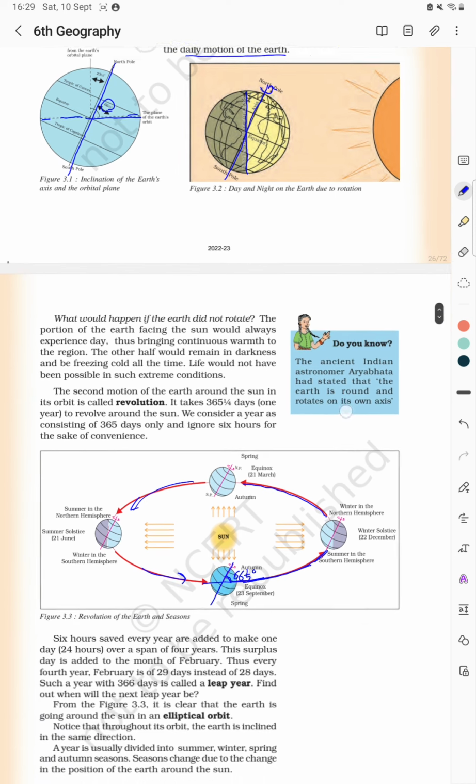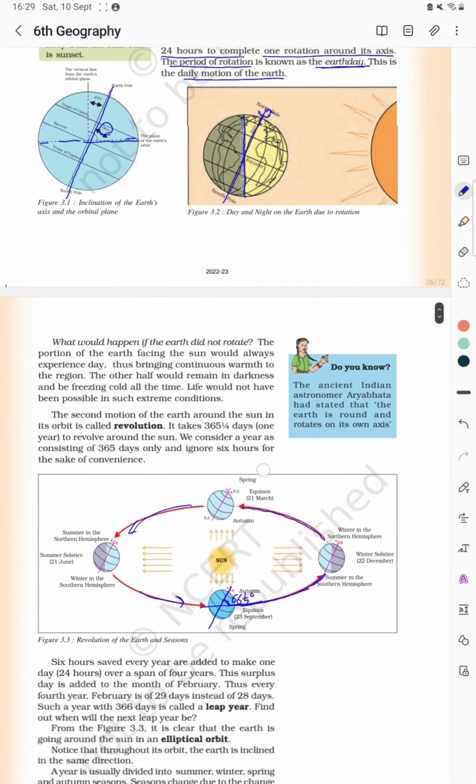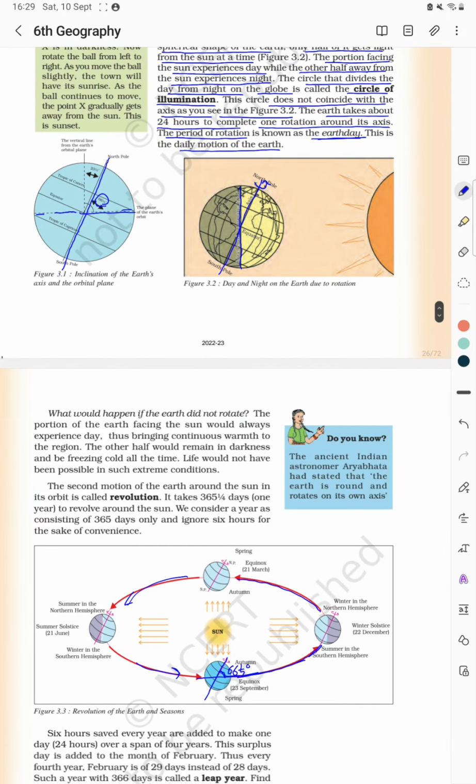So now just assume, as we have learned, earth is rotating about its own axis. One movement of earth is rotation. So assume, what would happen if earth did not rotate?